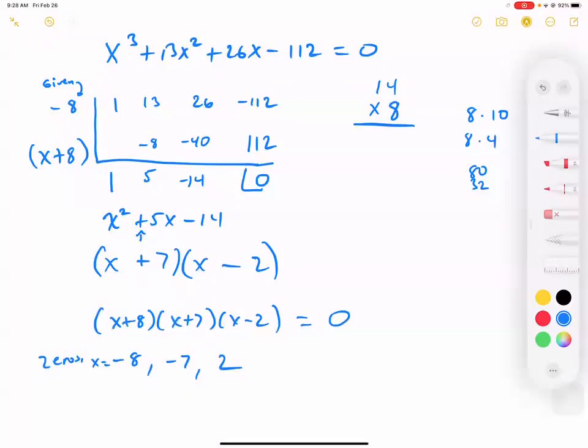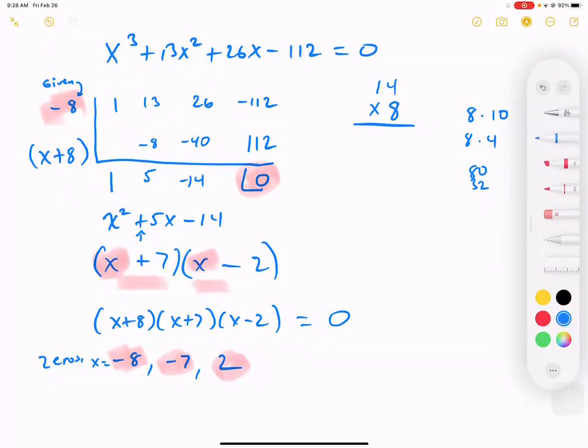Now, one cool thing is that, remember, synthetic division is the fast way of multiplication. It's like our human calculator. And when I tried negative 8, yep, that gave me a 0 already. When I tried negative 7 here, yep, that gives me a 0. And when I try positive 2, yep, that gives me a 0.